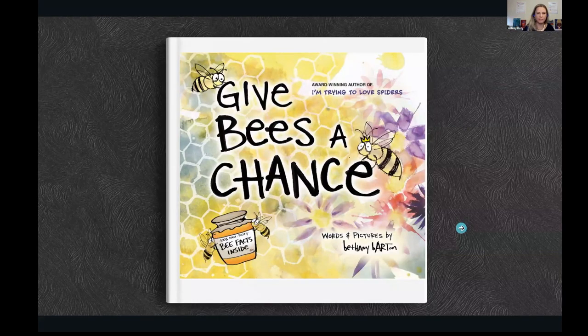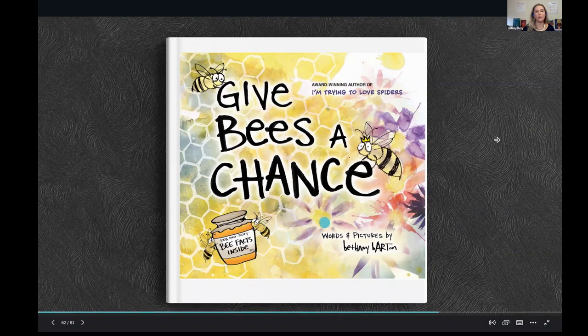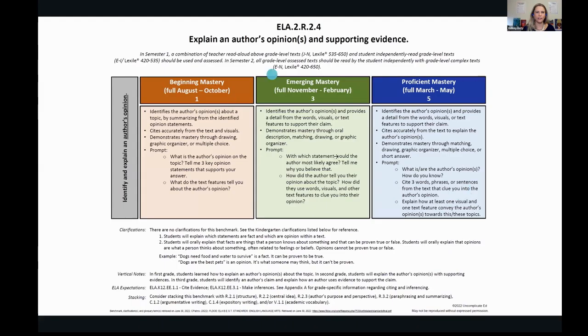All right, so here's my Give Bees a Chance. I might even start with, hey, the title in itself already gives me an idea of the author's opinion, right? One of the text features, Give Bees a Chance. All right, so then I'm going to go to my rubric. Let's say it's December, so I'm right here. I'm going to look at my questions and I'm going to see, okay, they're going to have to identify the author's opinion and provide a detail from the words, visuals, or text features to support their claim.